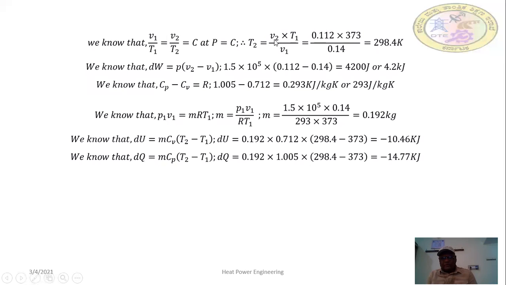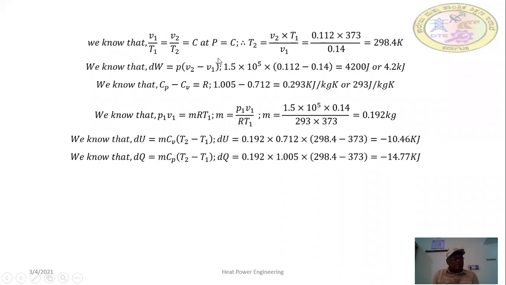After simplification and rearranging, you are getting this form of the equation. That is equal to 0.112, the final volume of the gas, times T1, the initial temperature, that's 373 Kelvin, divided by 0.14, the initial volume. This is how you get 298.4 Kelvin. This is the final temperature of the gas after compressing the gas at the constant pressure.